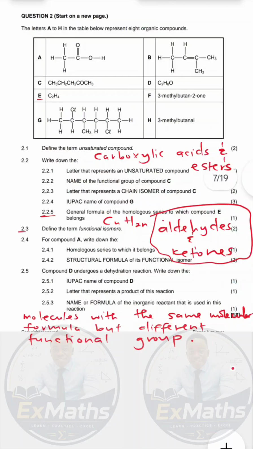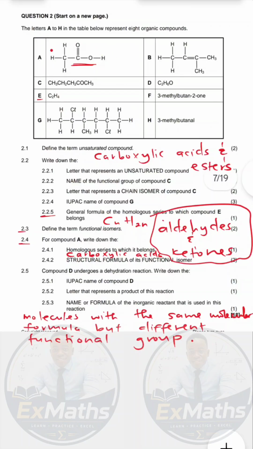We'll see that. 2.4.1 For compound A, write down the homologous series to which it belongs. Compound A, this one, we can see this functional group is the carboxyl. So it falls under the homologous series of carboxylic acids. That's our answer. Then 2.4.2 Structural formula of its functional isomer.